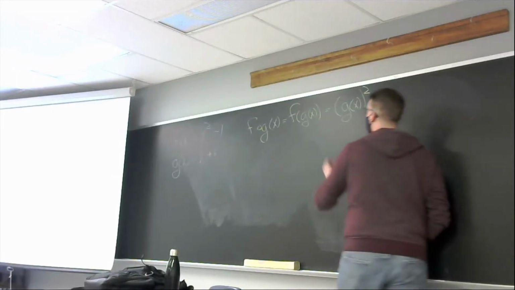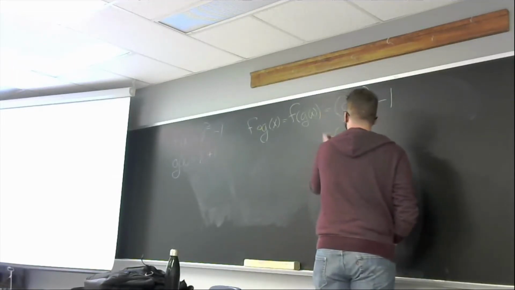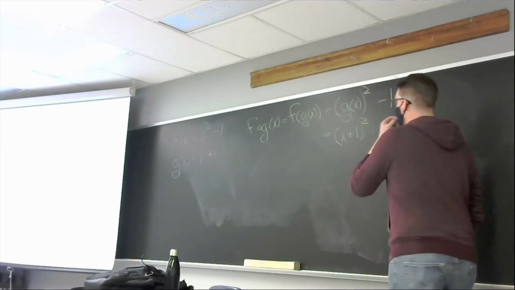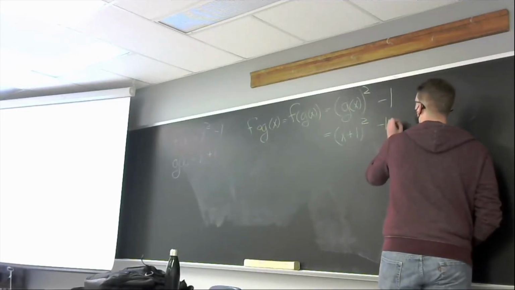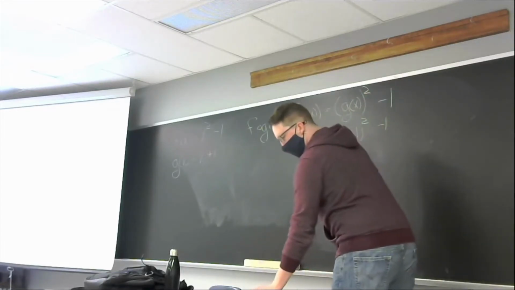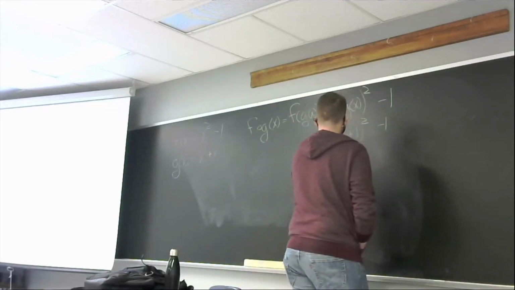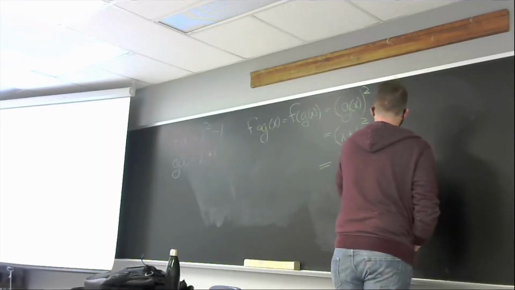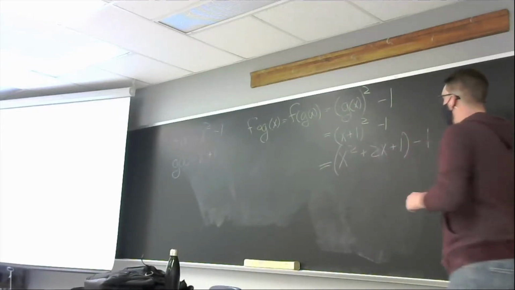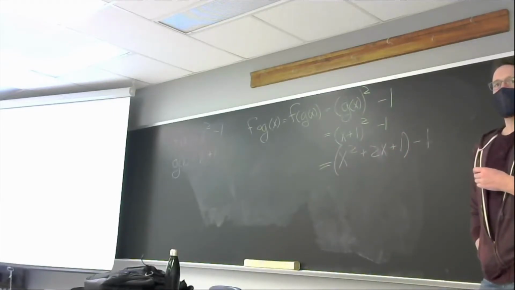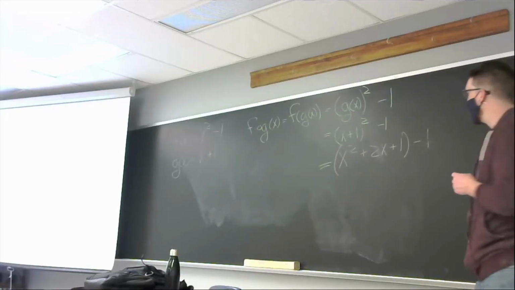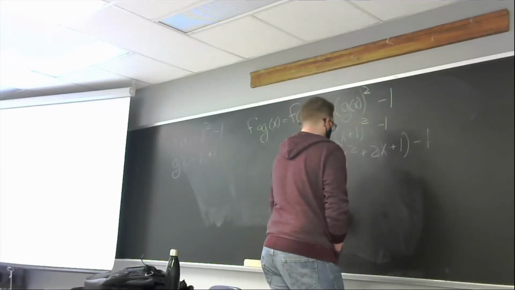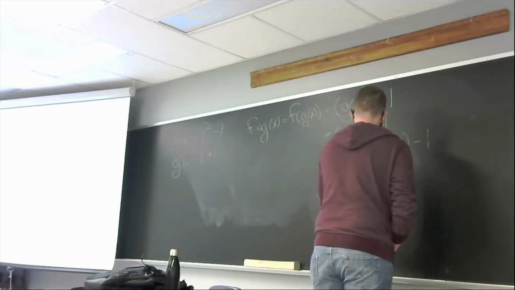But we just said g of x is equal to x plus 1. Now we're squaring it, and we're going to subtract 1. What we're going to find is that this whole thing comes out to be x squared plus 2x plus 1 minus 1. Is everybody with me? Or finally, just x squared plus 2x.